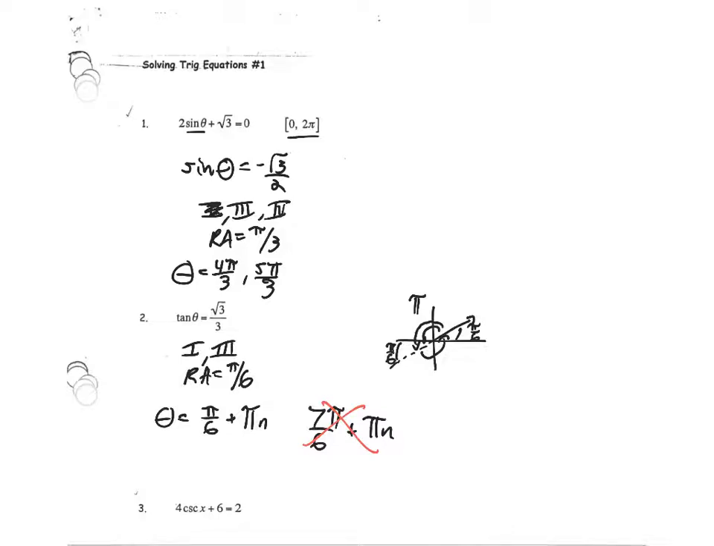Now, if you were to put both of these, I probably wouldn't take it off, but you'll probably see in my solutions I won't include that because it would just be duplicative. So just pi over 6 plus pi n in that case.